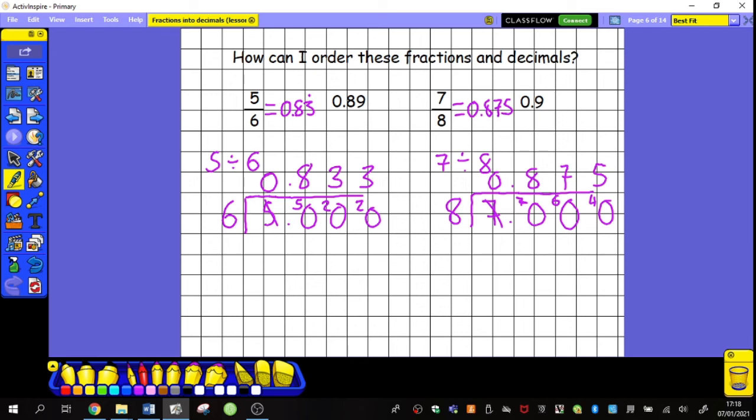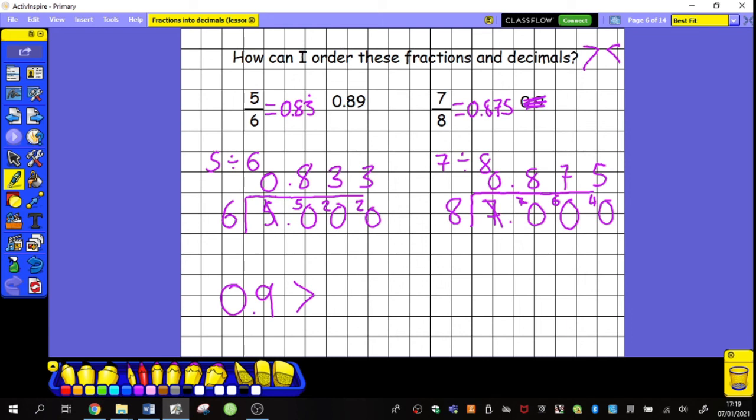So now I have them all as decimals, I can work out which is going to be the biggest and which is going to be the smallest. So it just says order them. It doesn't matter which way around I do, smallest to biggest or biggest to smallest, because in year 6 we are going to use our greater than and less than signs. So I'm going to go biggest to smallest, so it's really clear which is the biggest. I've got 0.83, 0.89, 0.875 and 0.9. So I know that my 0.9 is the biggest. So I'll put 0.9. Now if that's the biggest, I'm going to be using the greater than sign.